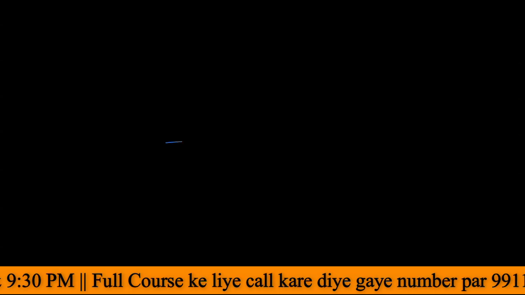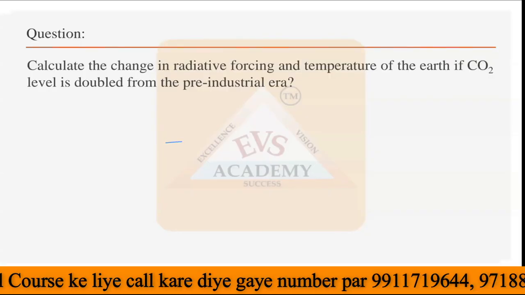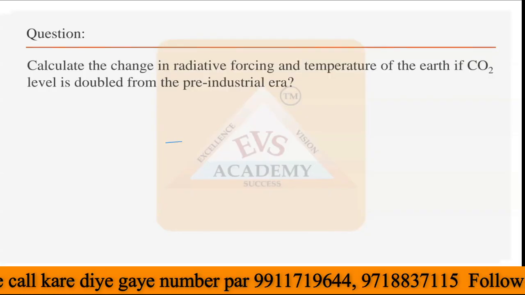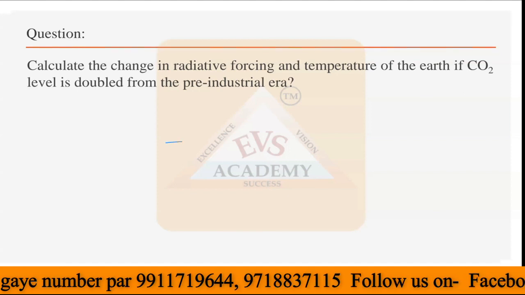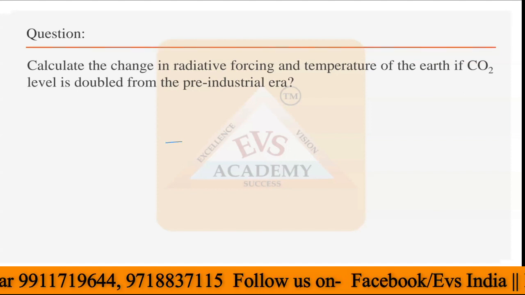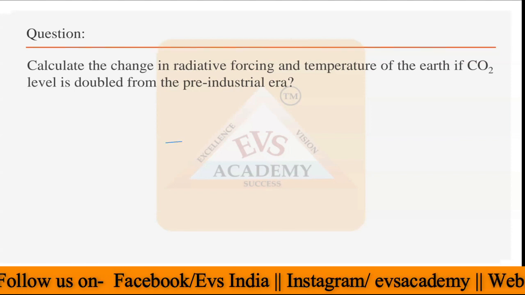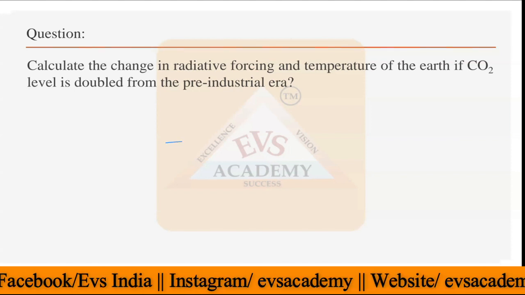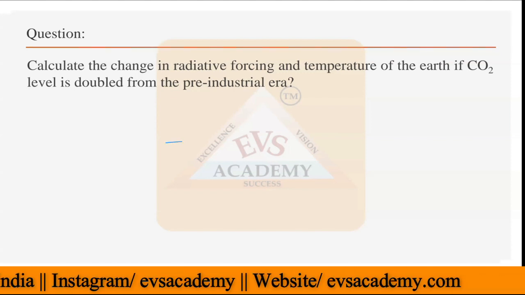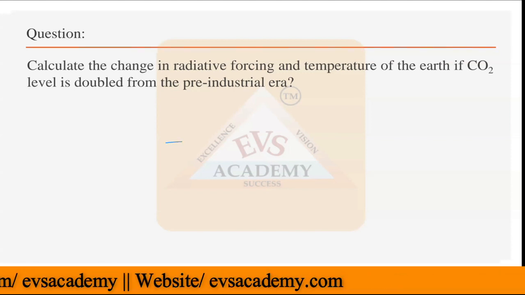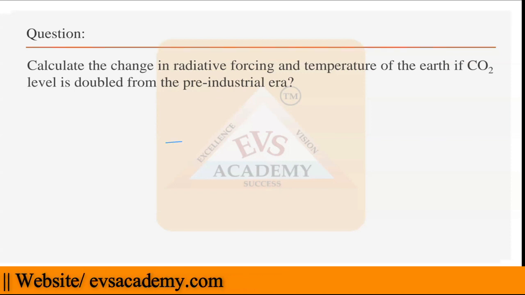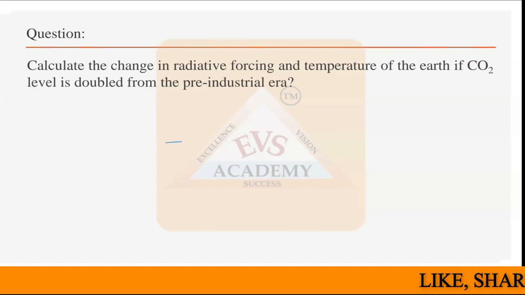Calculate the change in the radiative forcing and temperature. It means delta F and delta T. Both you have to calculate when the CO2 amount is doubled from the pre-industrial era. Whatever the CO2 amount was in the pre-industrial era, now that CO2 amount is doubled. So you have to calculate first the delta F value, then you have to calculate the delta T value. So here let's see the solution.